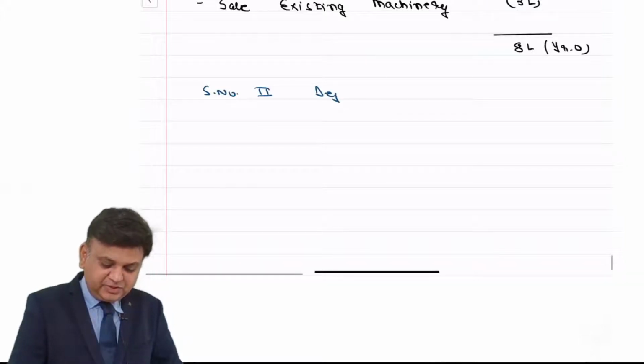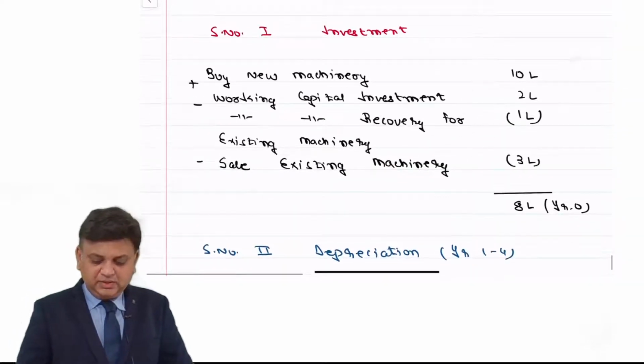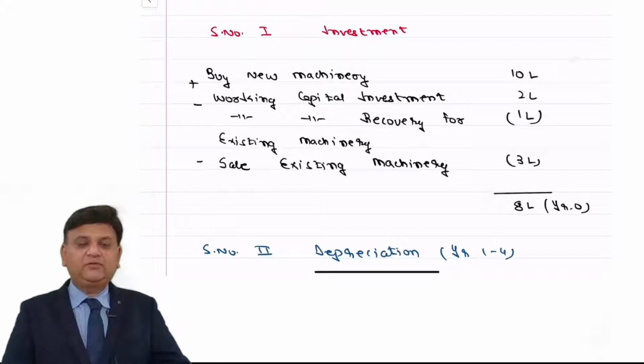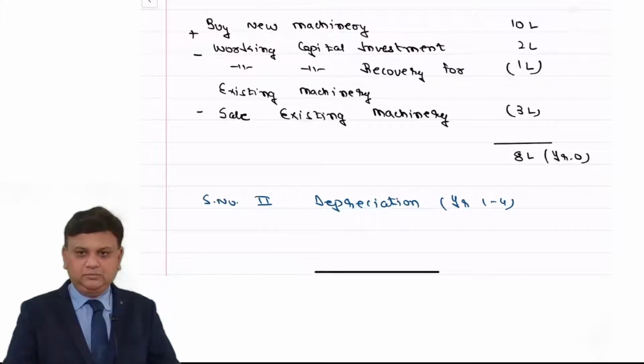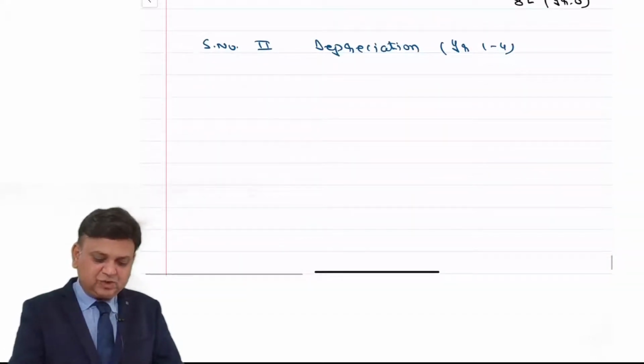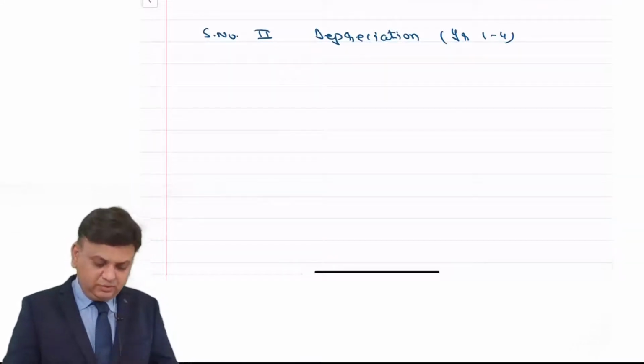Step number 2, depreciation. From first year to fourth year. I request you to tell me the answer: what would be the first year depreciation? Only first year depreciation. I request all of you to write down the answer along with me. I'll explain that to you.